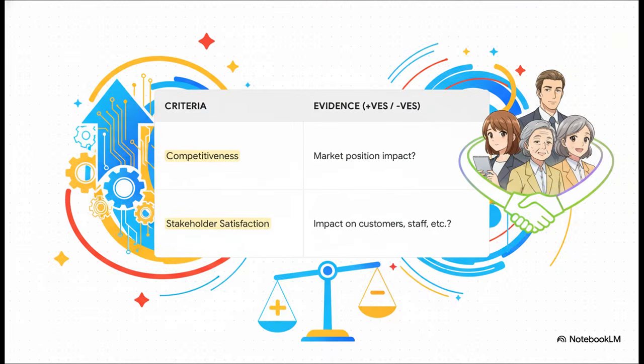And the tool for the job is this, the decision-making matrix. It's basically a fancy pros and cons list. For each of those criteria, like competitiveness or stakeholder satisfaction, you're just going to list the positives and negatives you can find in the case study. So, would becoming a private company make them more competitive? That's a plus. But would it make all the stakeholders happy? Maybe not. You just weigh up the evidence right here in the table.